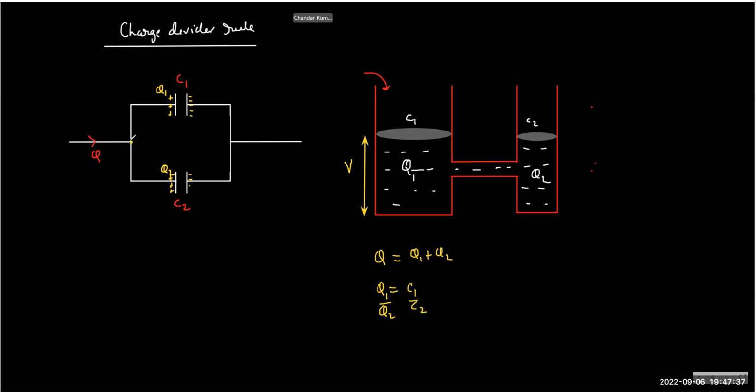But you can see potential difference is same. Because the potential difference is same, if you think this way, you can say Q1 by C1 is equal to Q2 by C2, because V is same. Therefore, the ratio of charges is in the proportional ratio of capacitance, which is again logical if you draw the water analogy.